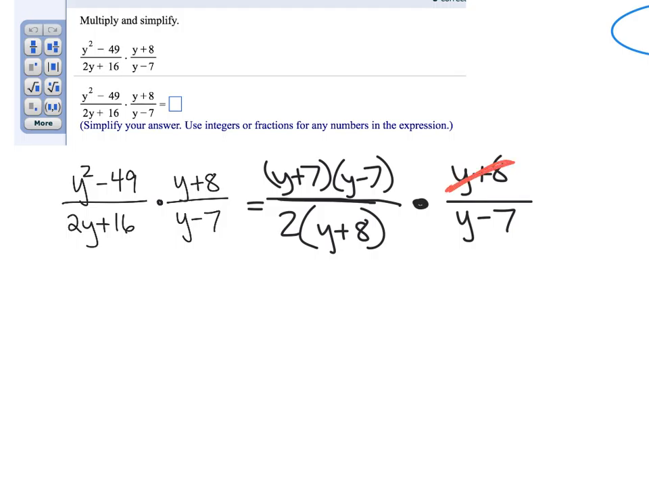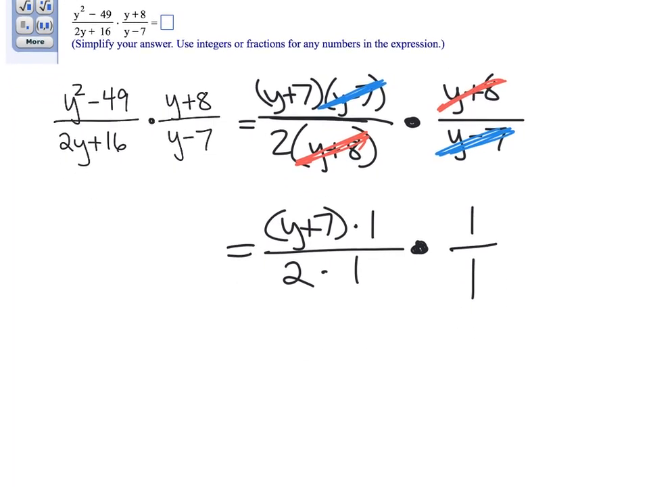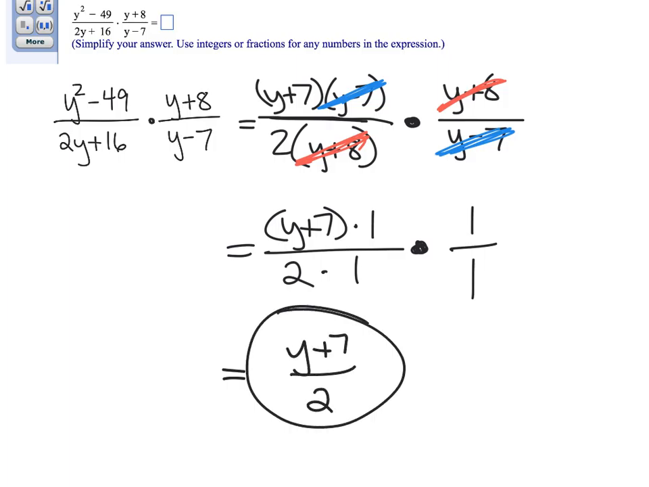So that cancels out. And then you can see that we have a y minus 7 and a y minus 7. So those cancel out. So what are we left with? Well, right here, we're left with y plus 7 times 1 over 2 times 1. All right, that's this fraction. And then we have a big old fat times, and then it's 1 over 1. So what's our final answer in nice simplified terms? It's really just y plus 7 over 2. And that is our answer.